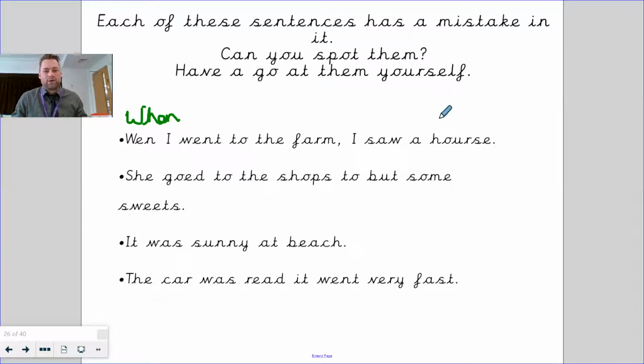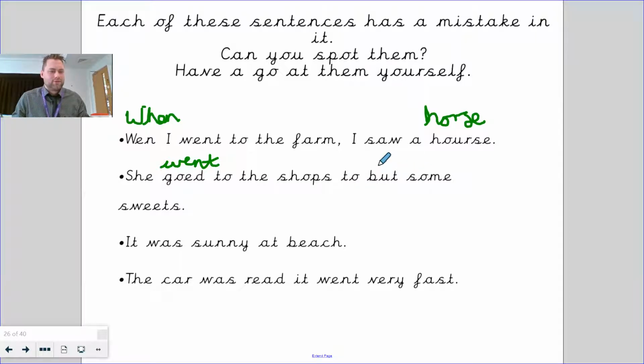I went to the farm. I saw a horse. We don't write horse like this for the animal. It's H-O-R-S-E. Now, she goed to the shops. We don't say goed. That's not a proper word. We use the word went to the shops to butt some sweets.